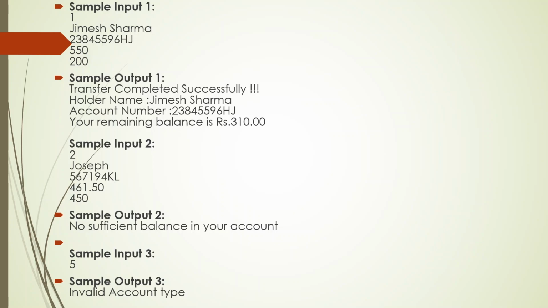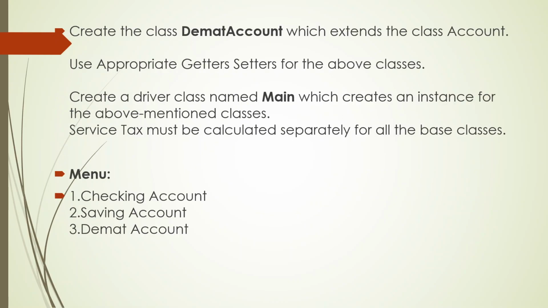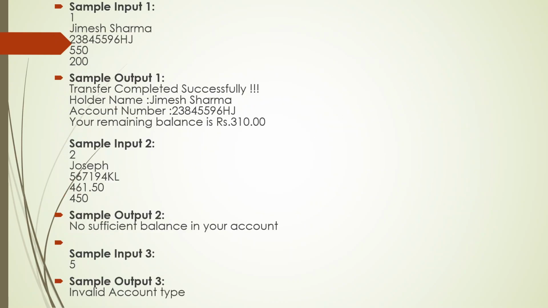Here, what about the service charge? When I use the savings account, there is a 10% service charge. When I withdraw 450, 10% of that is 45 rupees. So 461.50 minus 450 leaves only 11.50, which I cannot subtract 45 rupees from. So it simply shows no sufficient balance in your account. If the user chooses some other input, it should display invalid account type.